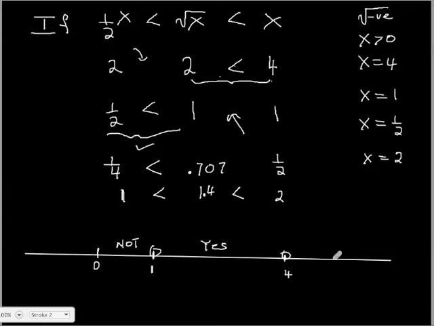What if I picked a number larger than 4, let's say 9? If x is equal to 9, then square root of 9 is 3, and 3 is indeed less than 9, but half of 9 is 4.5, which is not less than 3. So this is no. This is not my region. So the answer lies anywhere between 1 and 4. So 1 is less than x, less than 4, remembering not to include 1 and 4. So here I've shown you how trial and error can get you the correct answer.